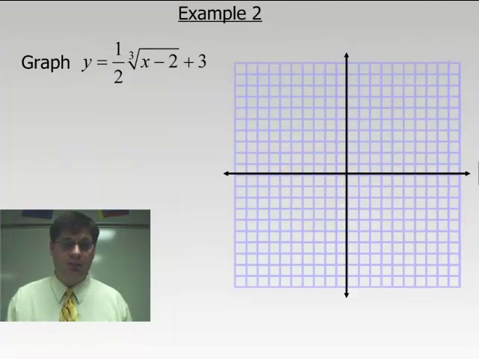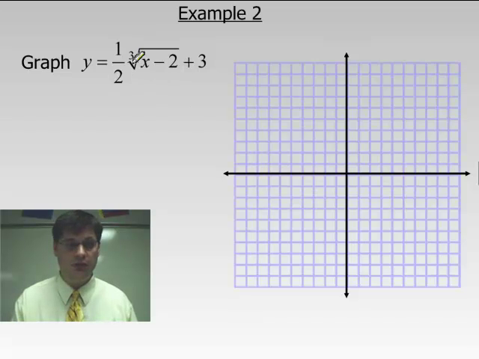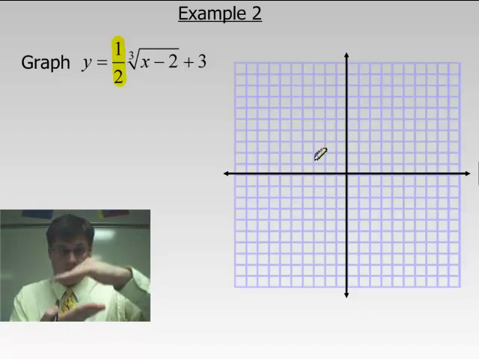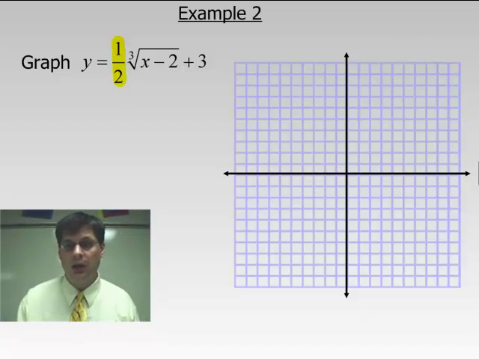So in our second example, we're going to graph a cube root function. So we're going to graph y equals 1/2 cube root of x minus 2 plus 3. I'll start off with the a value, which is 1/2, and that's going to be a vertical compression since that's less than 1. Vertical shrink is also what it's called.